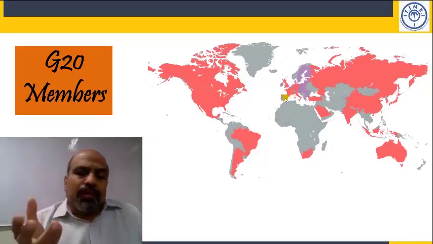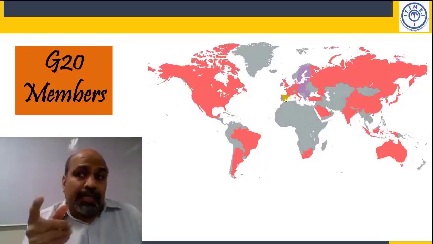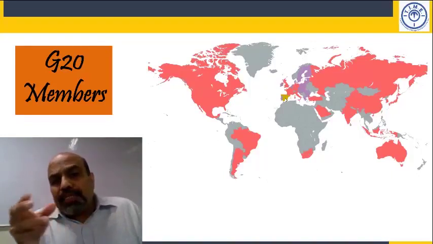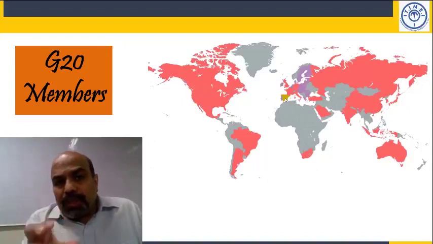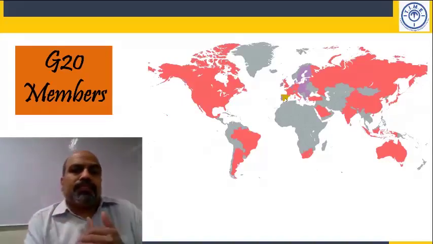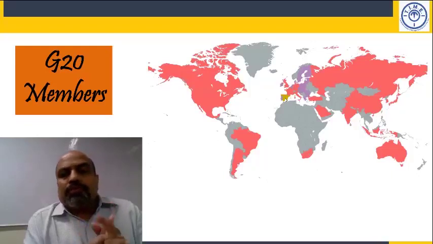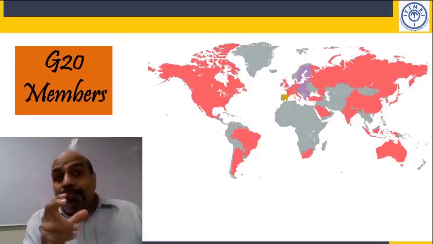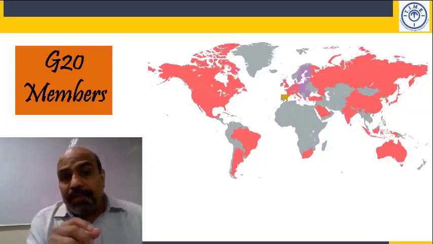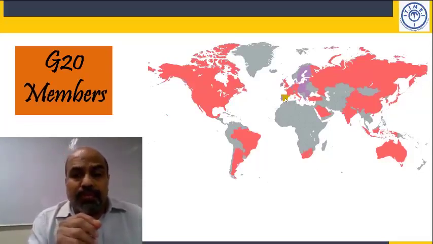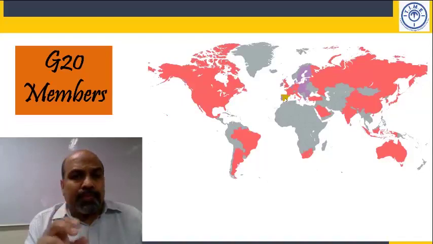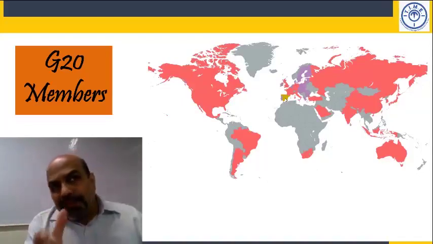Next, ASEAN, Association of Southeast Asian Nations. Next, there's one more. No, there are 2 more. Financial Stability Board, FSB. The last one, New Partnership for Africa's Development.